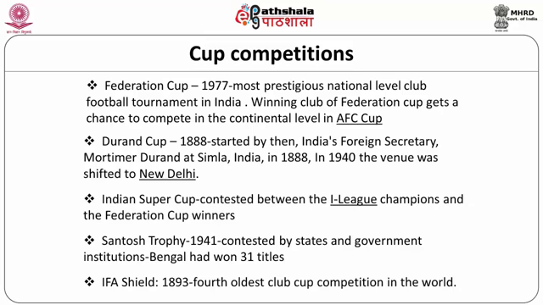The Santosh Trophy is a national football tournament which was started in the year 1941. This tournament is contested by states and government institutions like railways and services. Bengal has won 31 titles from 1941. IFA Shield, started in 1893, is the fourth oldest cup competition in the world.